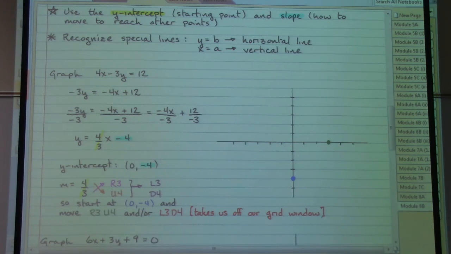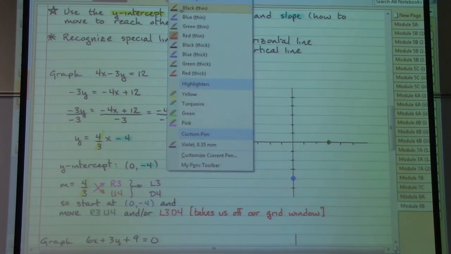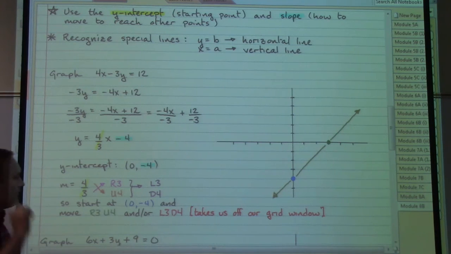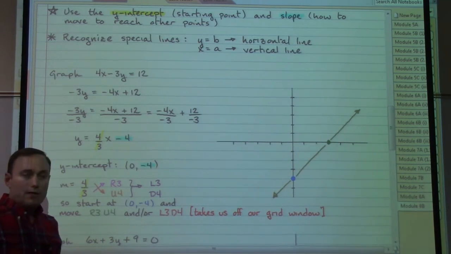So, the things that we have at least are enough for us to be able to draw in that line and just have something that kind of stands out for us. Let's just use that. Close enough for government work. There's the line that we needed to graph.